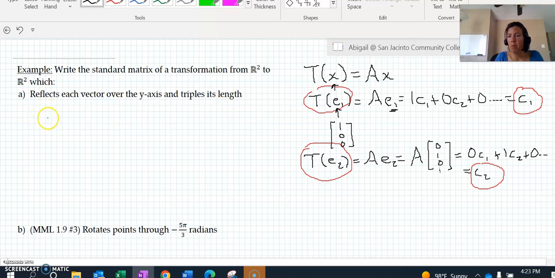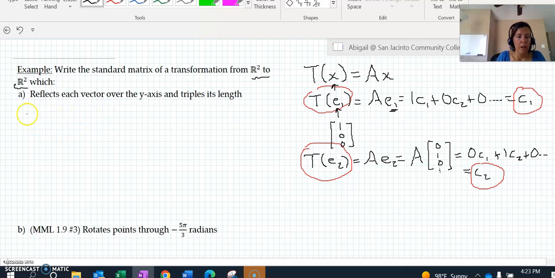Here's a couple of problems where we can apply it. So write the standard matrix of a transformation from R2 to R2. By the way, this right here is telling you that the input is a vector in R2, the output is a vector in R2, which reflects each vector over the y-axis and triples its length. So as far as test questions, I prefer this kind of question, where you can draw yourself a picture to figure it out.